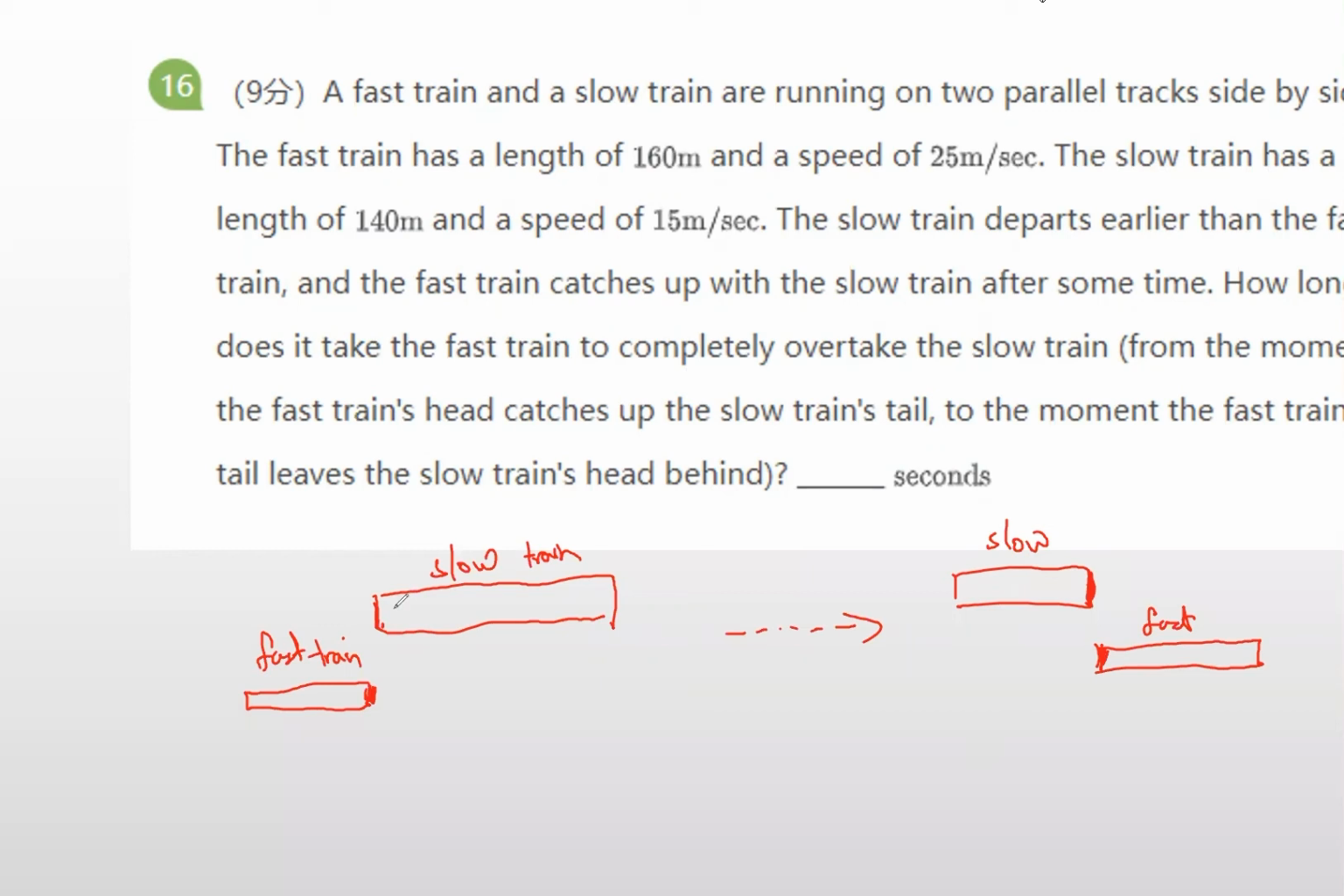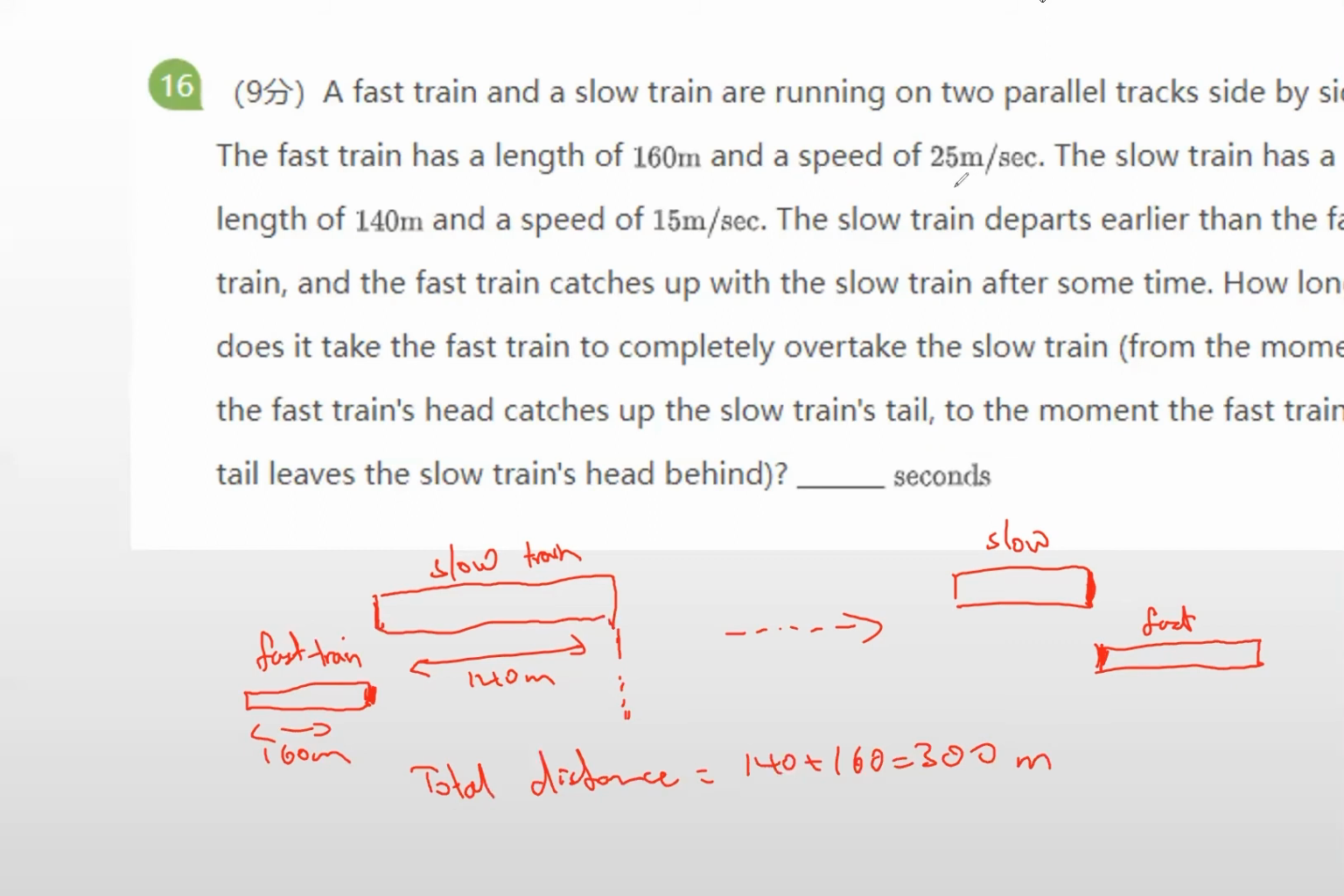Let's think about them all moving together. The total length the fast train needs to go is the distance here. The slow train has 140 meters and the fast train has 160 meters. So the fast train needs to overtake the slow train, so it has to travel 140 meters, from its head meeting the slow train's tail to its head meeting the slow train's head. Then it needs to travel another 160 meters because it needs its tail to meet the slow train's head. So the total distance is just 140 plus 160, which is 300 meters. That's the distance we will have.